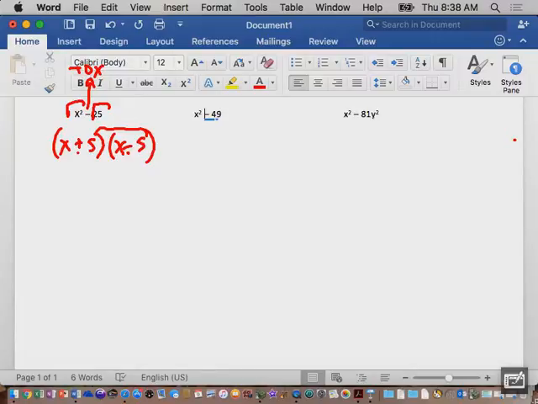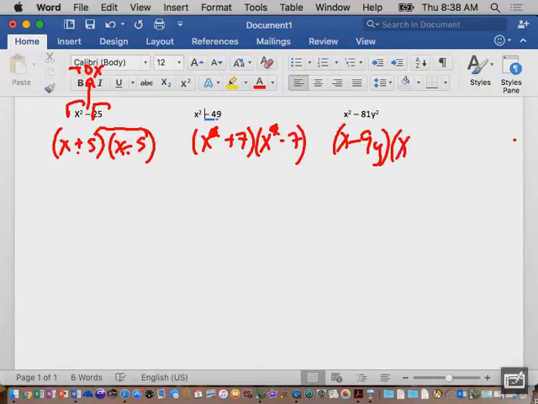Any questions? My experience is that every person in the room would get x squared minus 25 right. I would certainly hope so. The next one, I think everybody would get right. I said the first 2 are very easy, and the third one was a little bit more challenging. What would the third one be? Everybody? X minus 9y, x plus 9y. That's right.